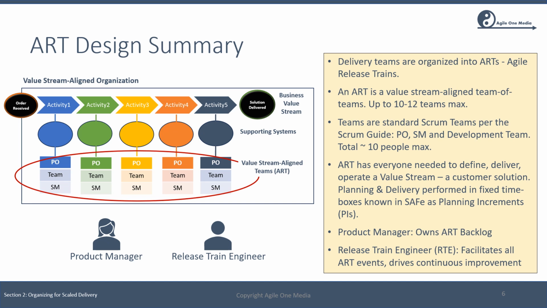There are a couple of additional roles on the ART. One is the product manager who owns the overall ART backlog. And then we have a role called the Release Train Engineer, or RTE. The Release Train Engineer facilitates all of the ART events and drives continuous improvement. It might be useful to think of the RTE as an ART level Scrum Master.